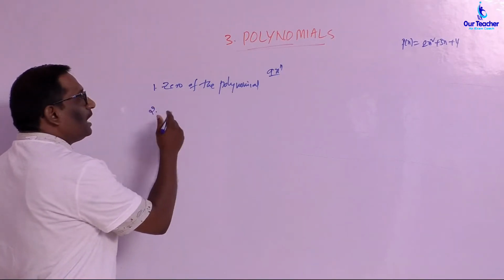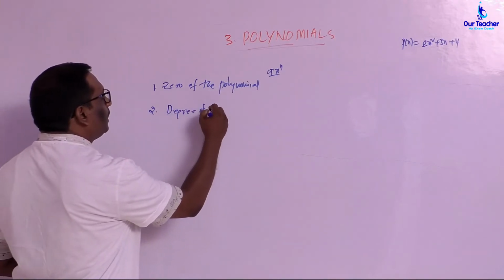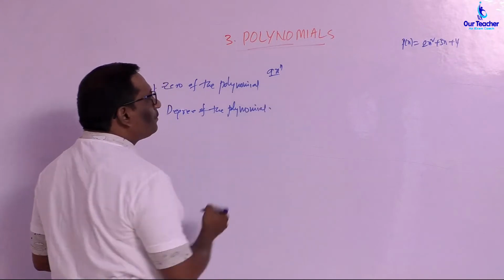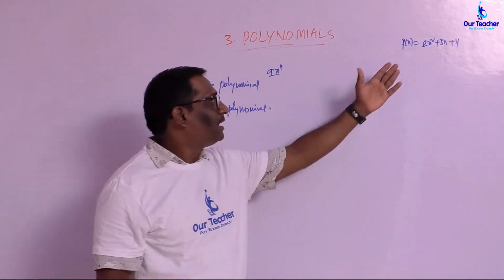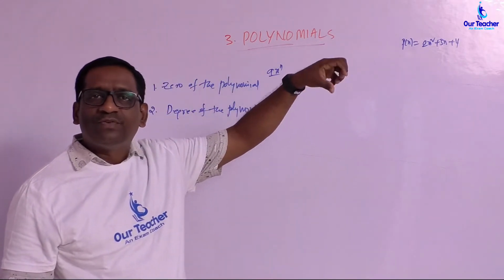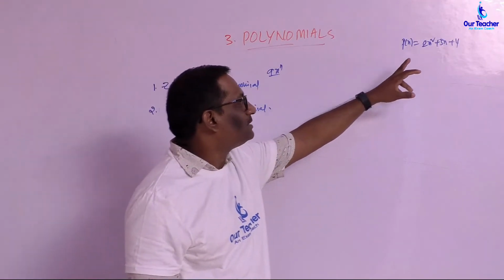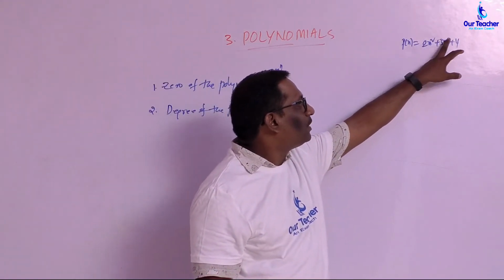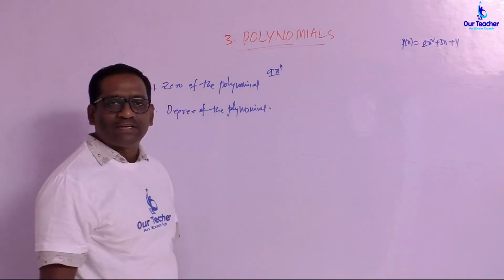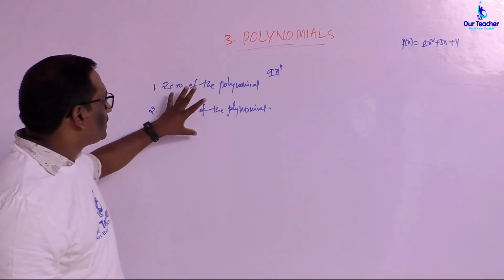Next one is degree of the polynomial. Degree of the polynomial is, see here, this is the polynomial we considered. Out of 3 terms, the term having the highest power gives the degree of the polynomial. Here the power is 2, here the power is 1, and here no power. So out of 3, the highest power is 2. So we consider the degree of the polynomial as 2.